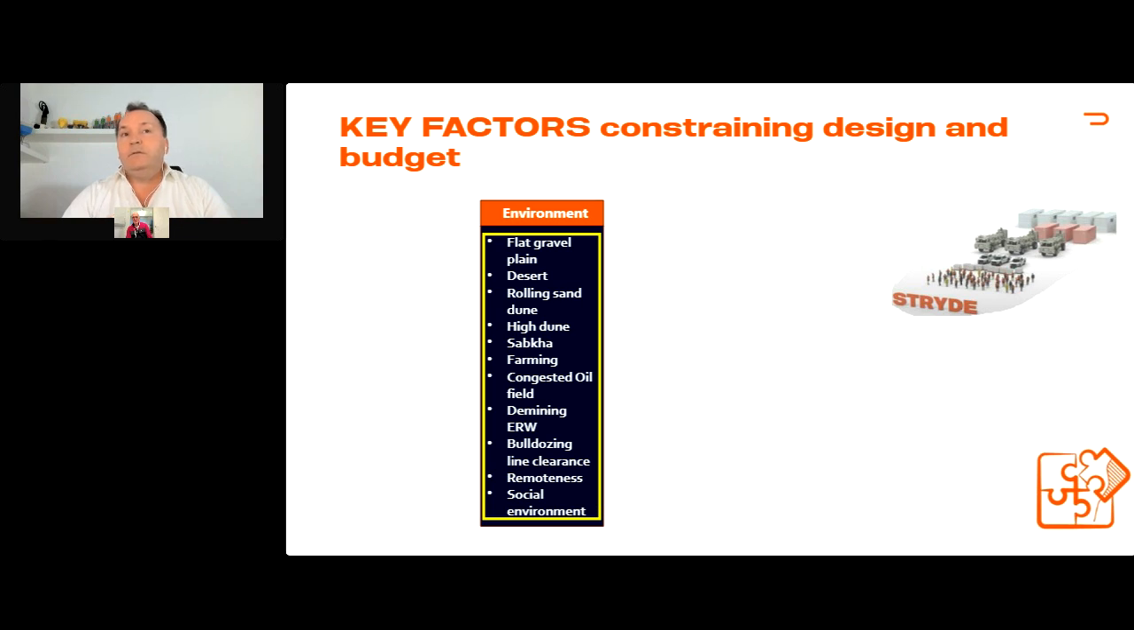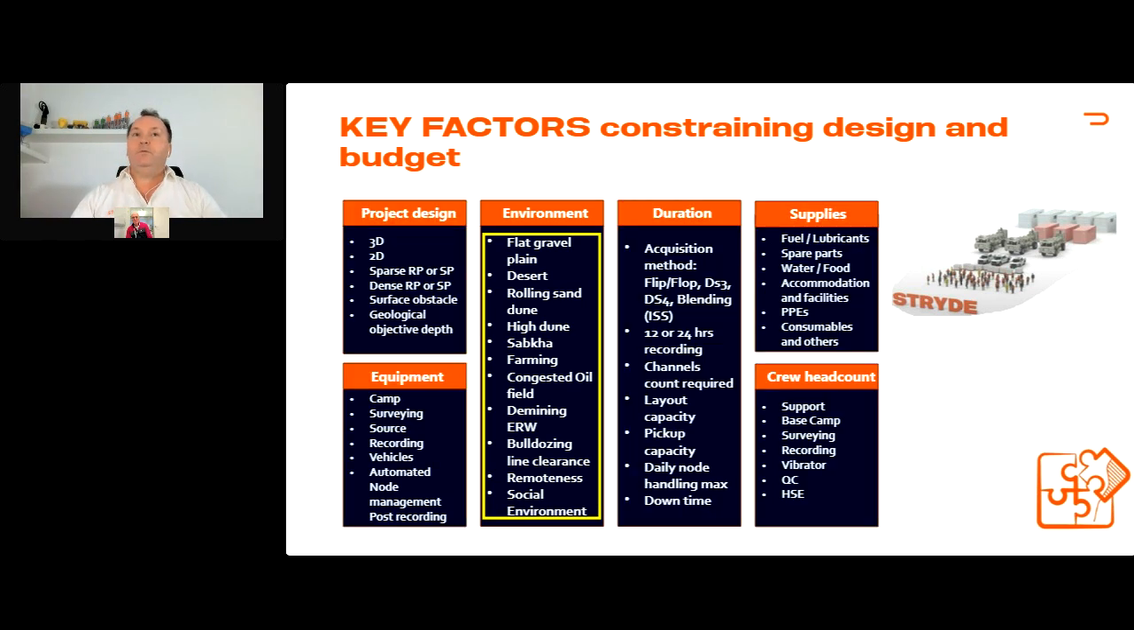Seismic goes on in congested oil fields, congested areas. Could be facing demining in Egypt, in Iraq, Libya. Could be facing bulldozing, line clearance in many places. Significant effort of bulldozing and line clearance has a huge impact on your project cost. And this is where, for demining and bulldozing line clearance, you need to understand where you want to put your effort, on the receiver and/or on the source. The remoteness of the project, and finally, the social environment: people, third parties, wildlife.